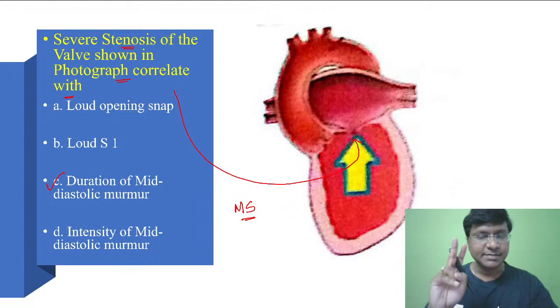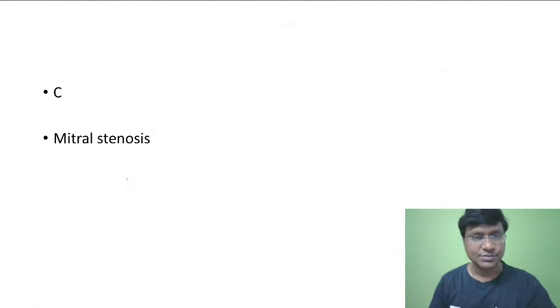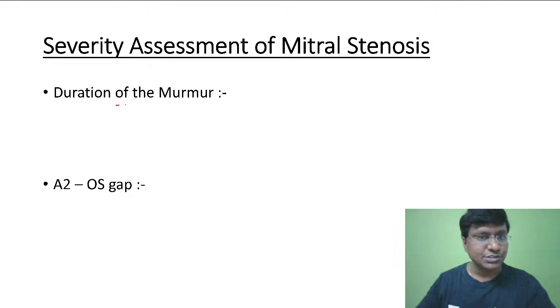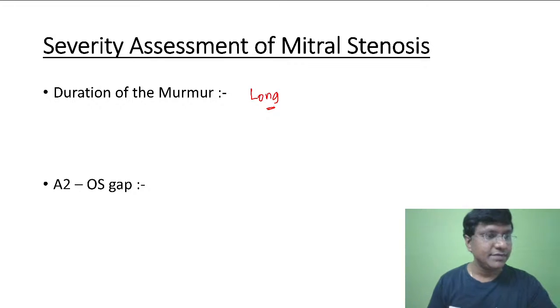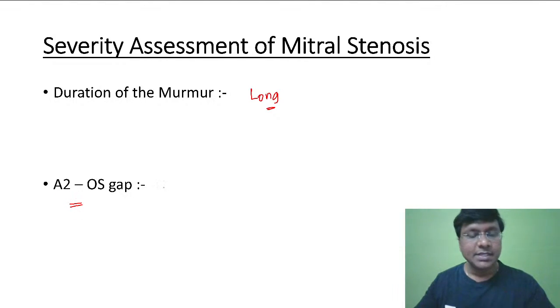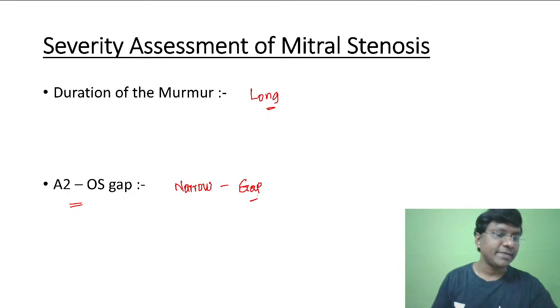We have two ways by which you can assess the severity of mitral stenosis. Number one, duration of the mid-diastolic murmur. The longer the duration of the mid-diastolic murmur, the more severe is your mitral stenosis. And the other thing is the A2-OS gap. The narrower the gap, the more severe is your mitral stenosis.